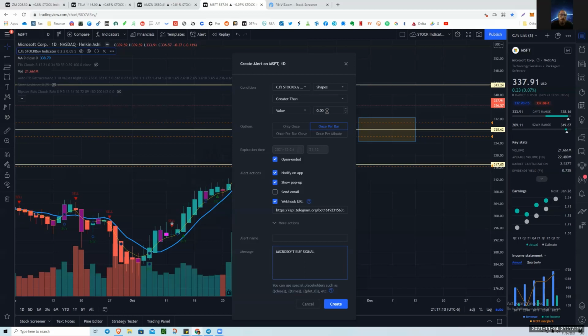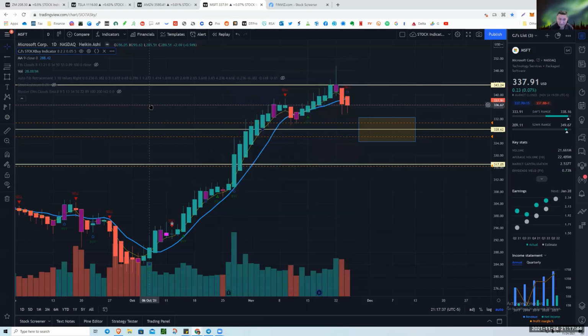This is how you'd be notified on a sell signal: you would do less than and then put in 1. That way, when it goes from 1 to 0, it would give you an alert on a sell signal. Yeah, you can do it that way. So let's finish this. I'm going to create a Microsoft buy alert, set up like that.